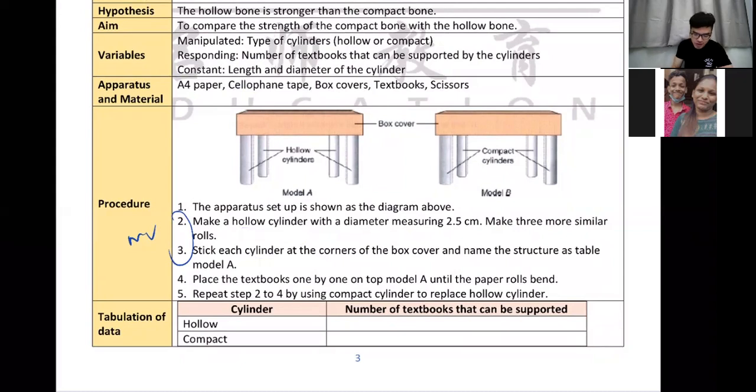And then step 3, this will be your RV step. Place the textbooks 1 by 1 until the paper roll bends. Place textbooks until the thing collapses. And then number 4, repeat. Repeat using compact cylinder. Is it the same as mine? Yes. You see, my procedure is exactly like that. So next, tabulation. Cylinder, hollow, compact. This is your MV. And then your number of textbooks, your RV. Leave it blank because you haven't done this experiment yet.